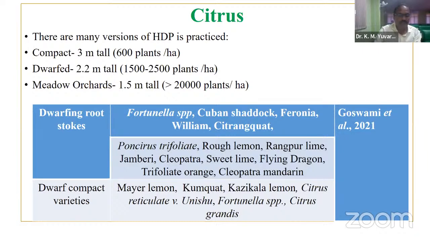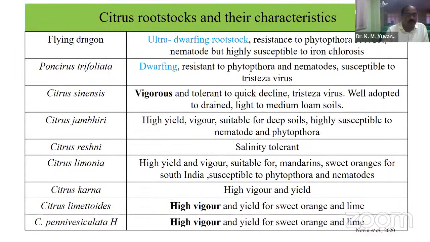Also, if you are using different rootstocks for dwarf compact varieties, you see the different ones: Flying Dragon, a dwarfing rootstock, Poncirus trifoliata, dwarfing and resistant to Phytophthora, and Citrus sinensis for vigorous growth. Citrus jambhiri gives high yield and vigor, is suitable for deep soils, and is nematode and Phytophthora resistant. Citrus reshmi is salinity tolerant, citrus limonia gives high yield and vigor, citrus karna high vigor and yield, citrus latipes high vigor and yield for sweet oranges, and citrus pennivesiculata high vigor and yield for sweet oranges and lime. These are the different rootstocks used for high density planting purposes.